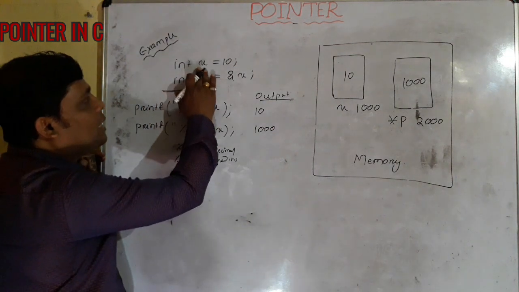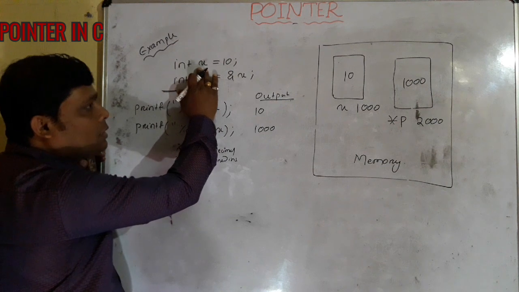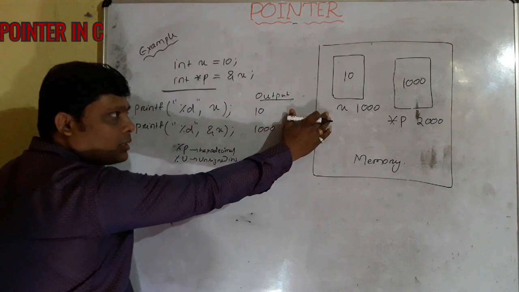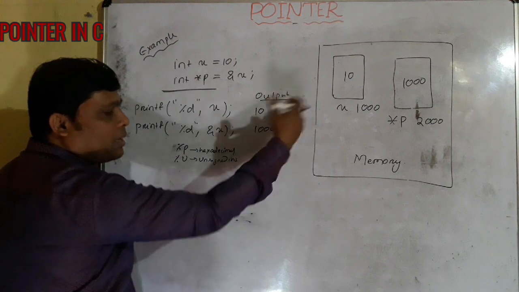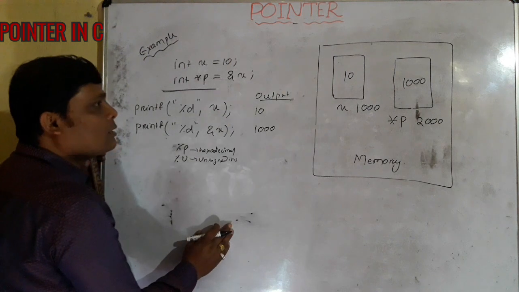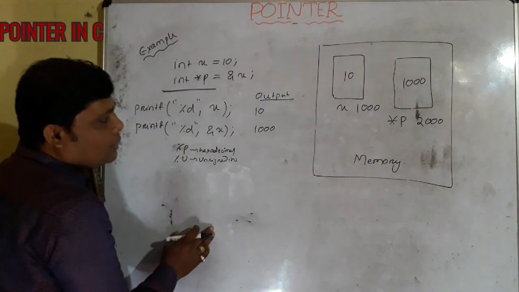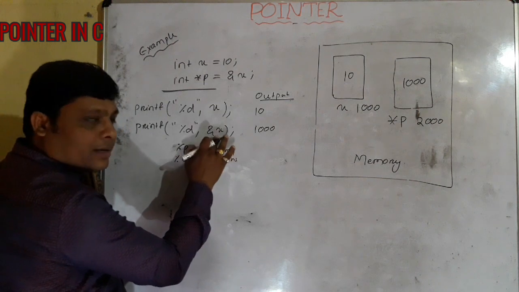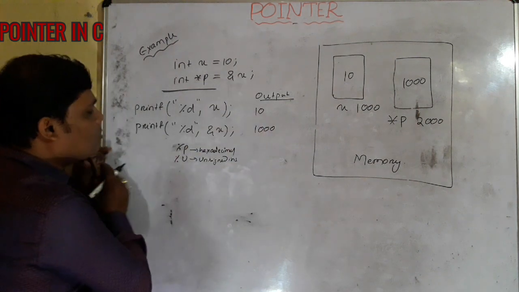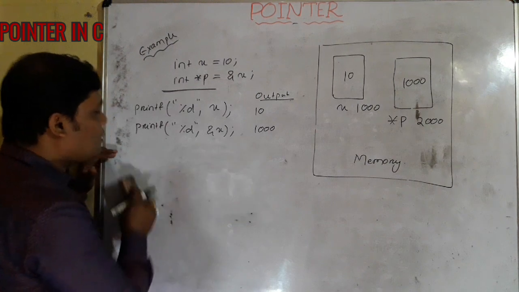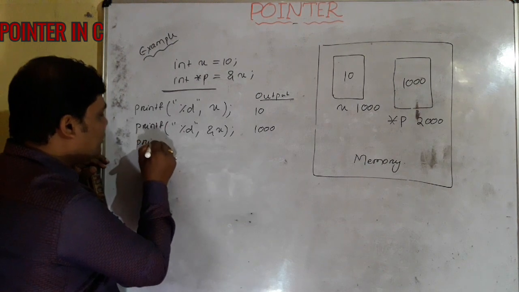Because when I have declared integer x, it consumes some memory space. That means in memory some space is taken for x and the address is 1000. So it will display the address of that x, that is 1000. Clear?